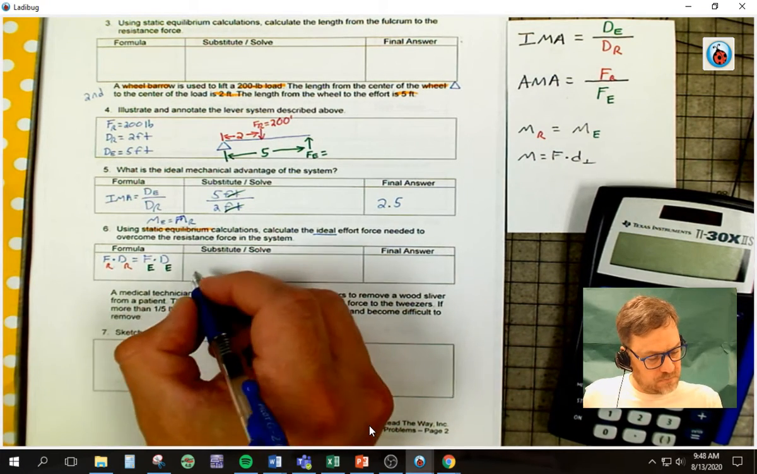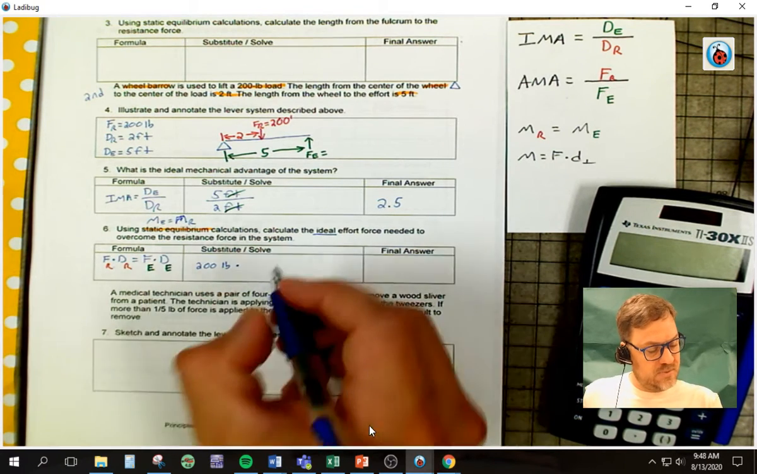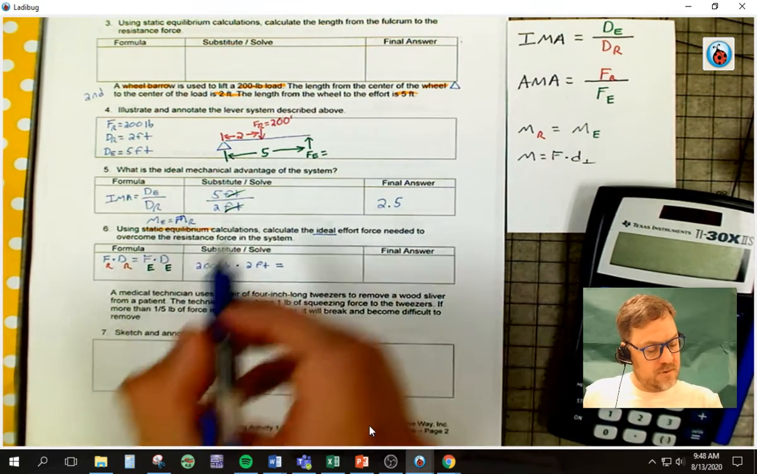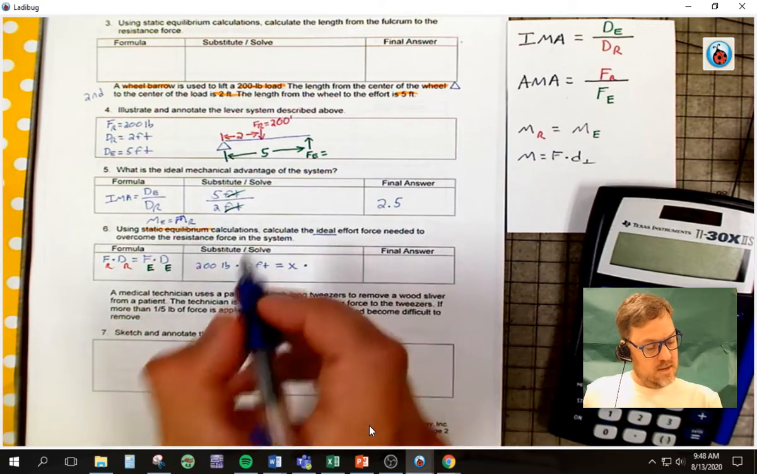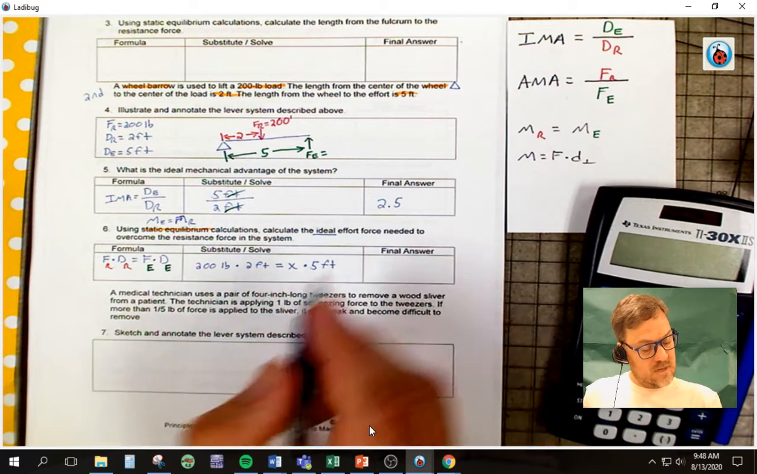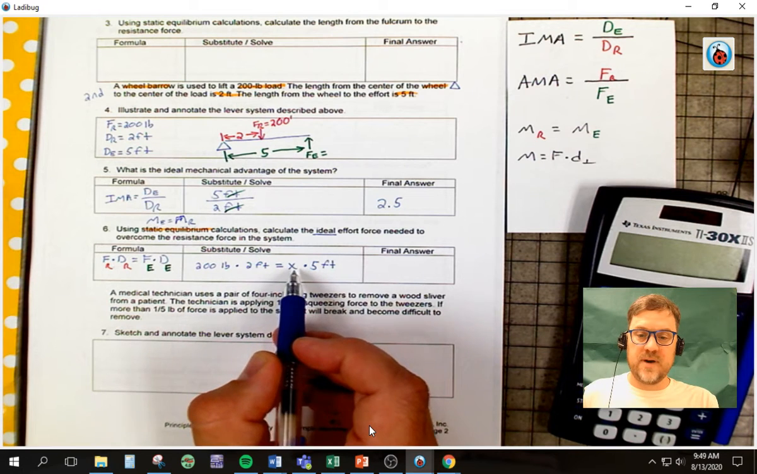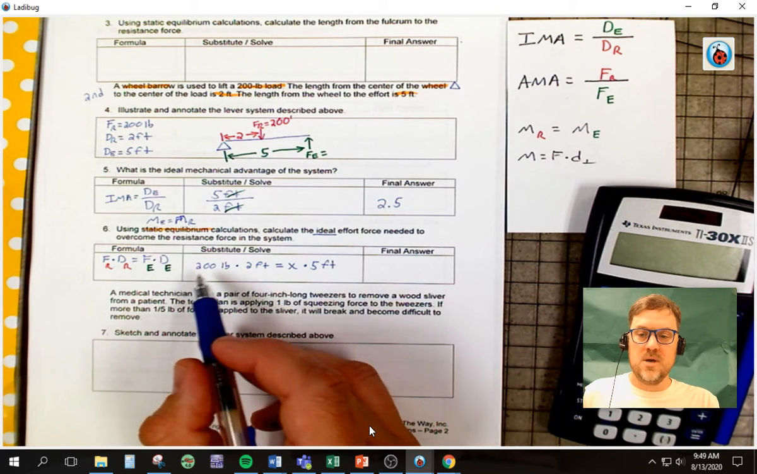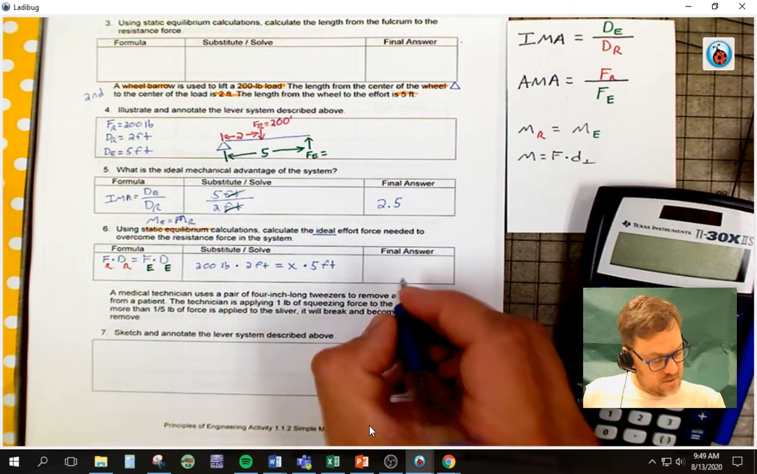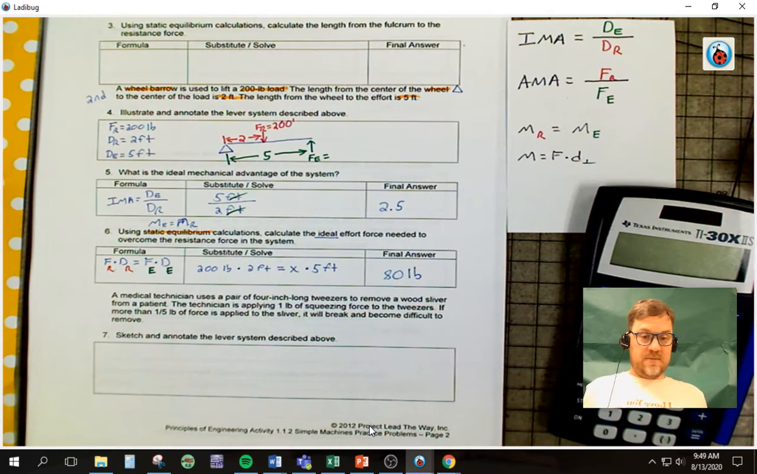Force resistance, 200 pounds, times distance resistance, 2 feet, is equal to force effort, which is our X, we don't know it, times our distance effort, which is 5 feet. So when I solve this, I got to isolate the X, so divide both sides by 5. Those are going to cancel. So 200 times 2 divided by 5 gives us 80. That's what we're left with.